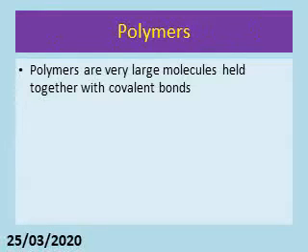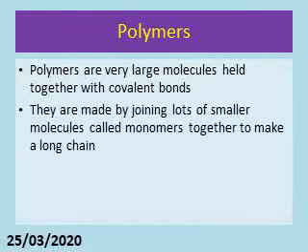So polymers are very large molecules and they are held together with covalent bonds, just like water molecules or carbon dioxide molecules, but they're way bigger than that. They're not quite as big as the giant covalent structures that you did in the previous lesson though. Polymers are made by joining lots of smaller molecules together.